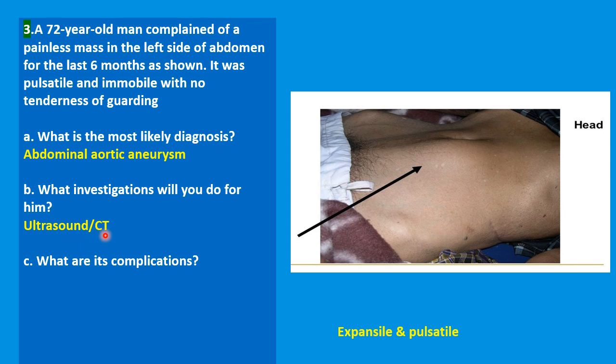Question C. What are its complications? These are thrombosis of the aneurysm, rupture of the aneurysm, pressure on adjacent organs, and embolism. Embolic phenomena, embolism from the aortic aneurysm.